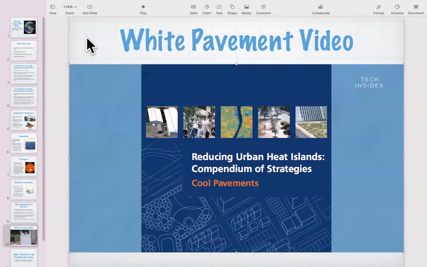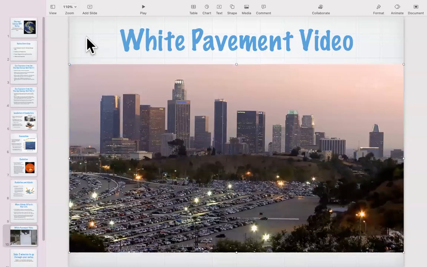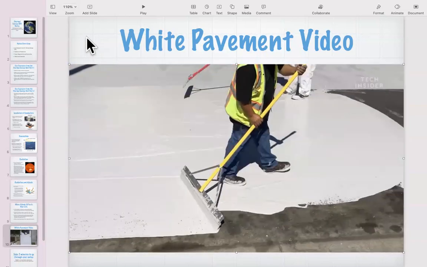That may not seem like a lot, but a report by the Environmental Protection Agency suggests that a 1.5 degree change could make a huge difference. Los Angeles could save over $100 million per year in energy savings and smog reductions. But what is the coating made of?